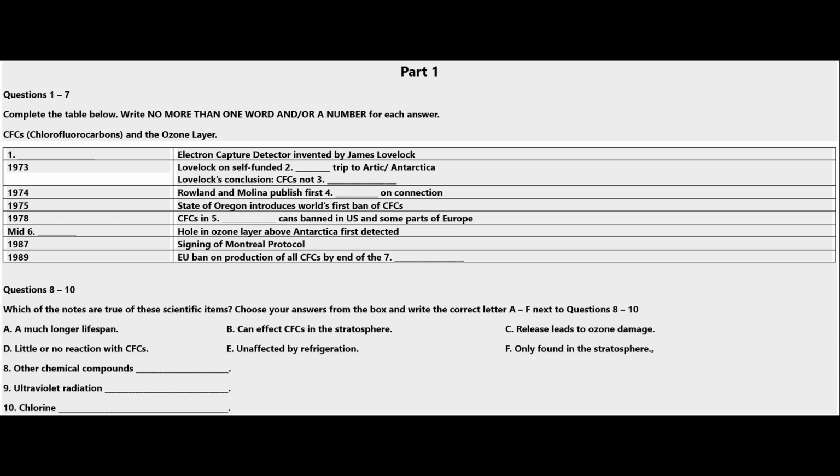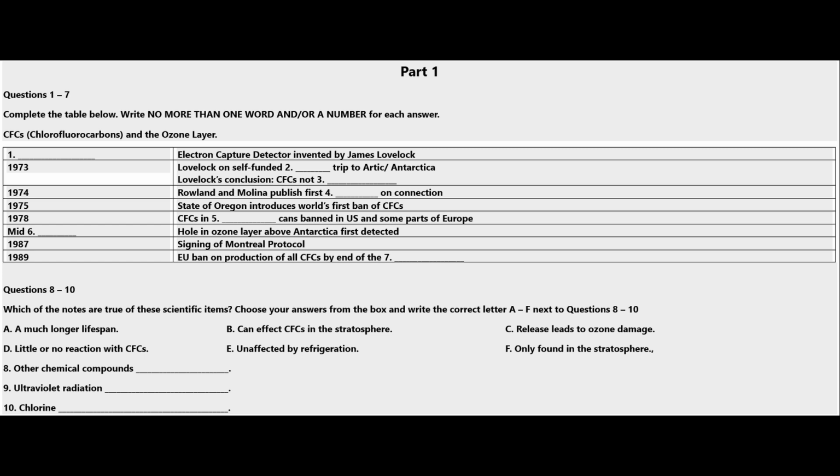Today, it is well known that CFCs, or chlorofluorocarbons, can do immense damage to the ozone layer, which protects the Earth from harmful radiation from the sun. However, it was as recently as the mid-1970s when the connection between CFCs and ozone layer destruction was first established. The story starts back in 1957, when James Lovelock invented the electron capture detector. This is a machine that can detect very small amounts of a chemical compound in the atmosphere.